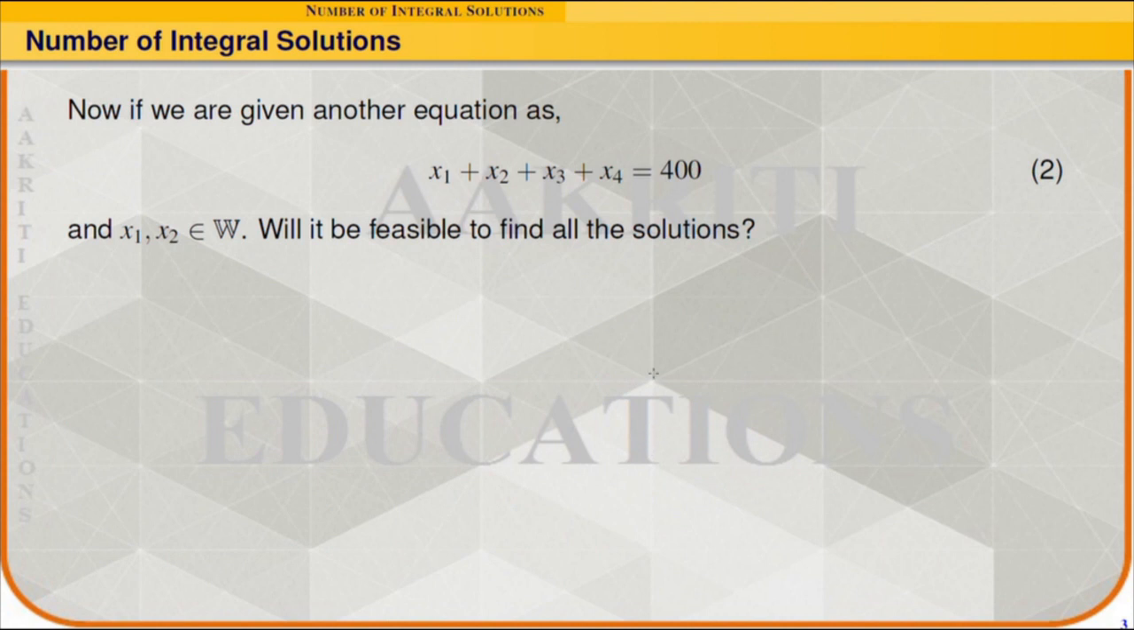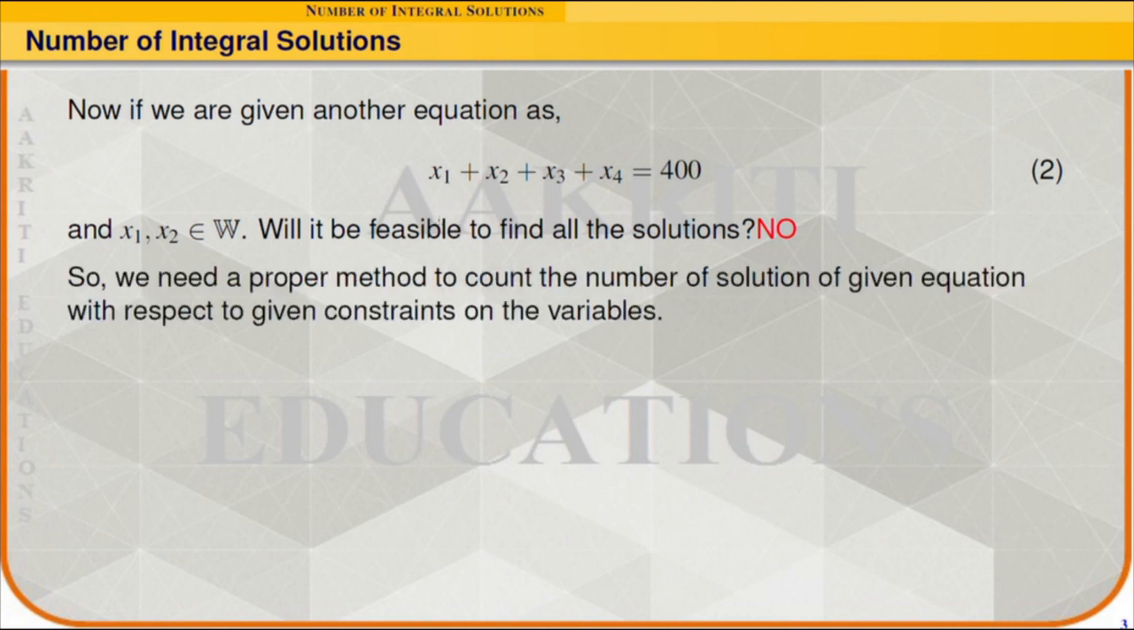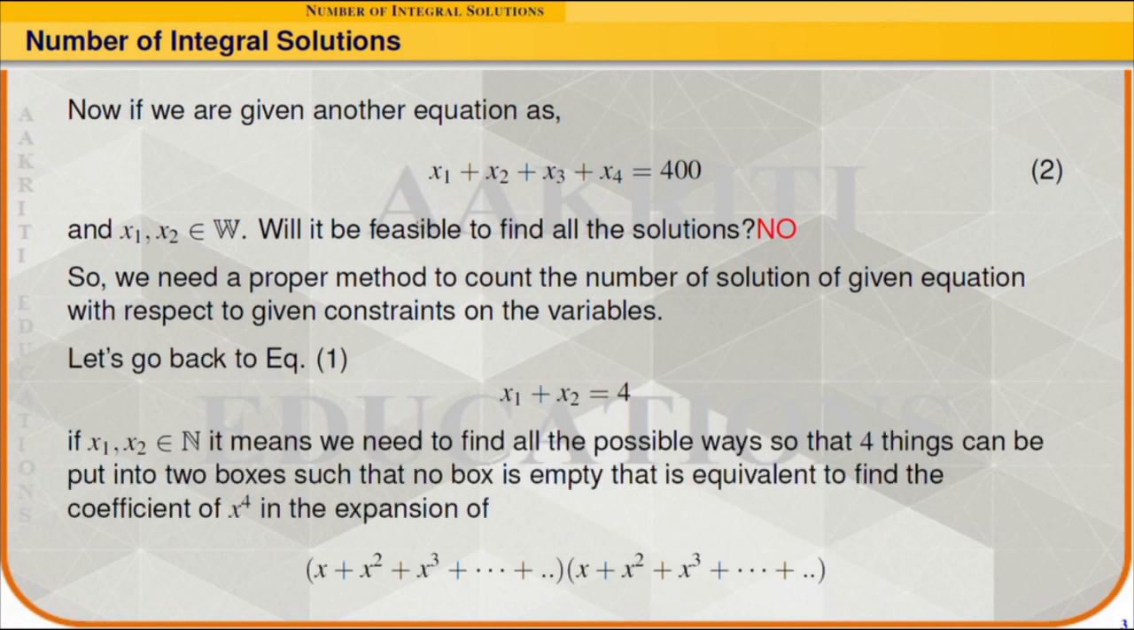But say we are given an equation x1 plus x2 plus x3 plus x4 is equal to 400. Will it be feasible to find all the solutions in the same manner as in the previous example? No, because there will be a lot of solutions and it is not feasible to count them after finding them. So we need some small tricks to find the number of solutions with respect to any given constraints on the variables. So again, let's go back to equation 1.